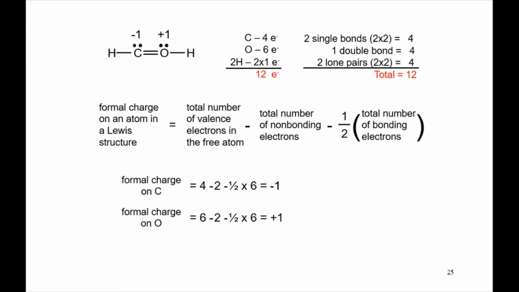So in this structure, the carbon has a -1 formal charge. The oxygen has a +1 formal charge.